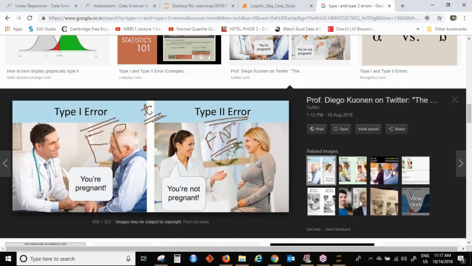So this is type 1 error. Type 1 error is when you say it's a positive but actually it's false. Type 2 error is when you say it's a negative but actually it's false. So the doctor saying a man is pregnant is a type 1 error, or a false positive. And the doctor saying a pregnant lady is not pregnant is a type 2 error, or a false negative.